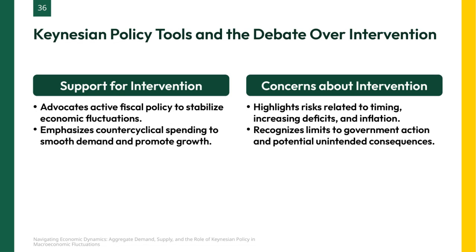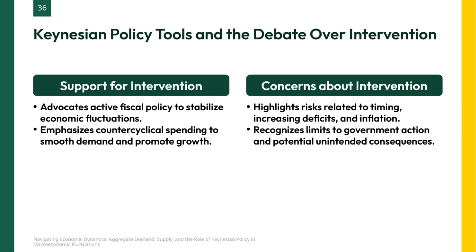Here we're looking at the key debate surrounding Keynesian policy tools. On one side, we have the support for intervention. This perspective argues for using active fiscal policy to stabilize the economy, especially during downturns. The focus is on countercyclical spending, which means increasing government expenditures when demand is low to help boost growth and smooth out economic fluctuations.